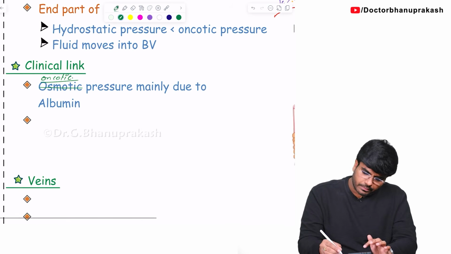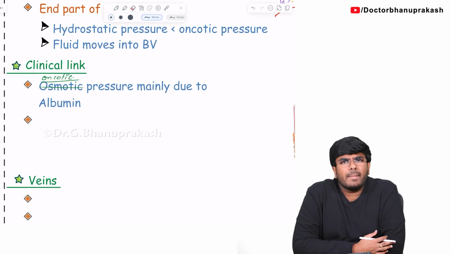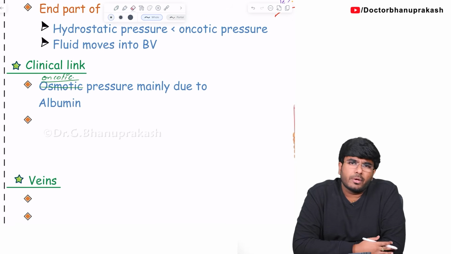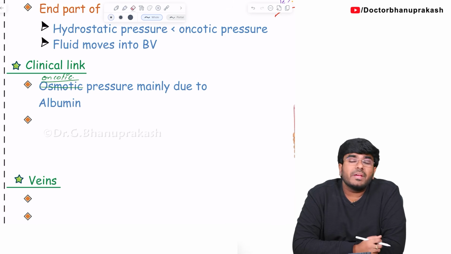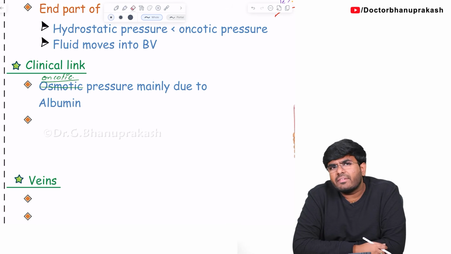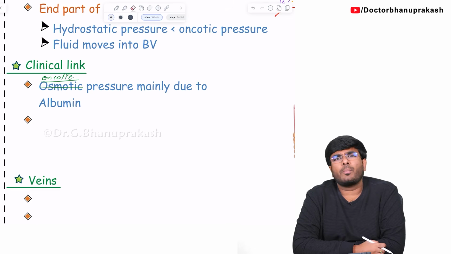So look at the clinical link. Imagine today my patient has liver cirrhosis because he is an alcoholic. Do you think he can produce albumin? No, he cannot produce the albumin. Or my patient has kidney failure. If my patient has kidney failure, do you think he can reabsorb the albumin? No, he is not going to properly reabsorb the albumin.